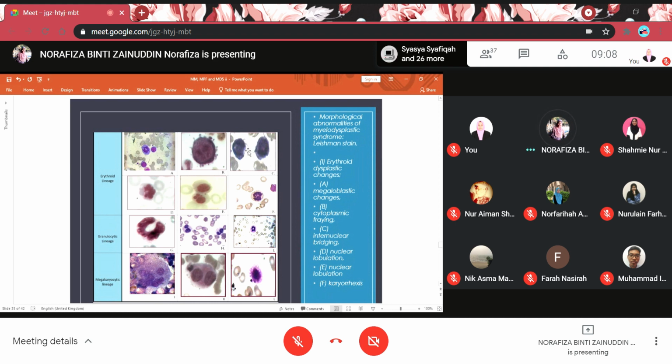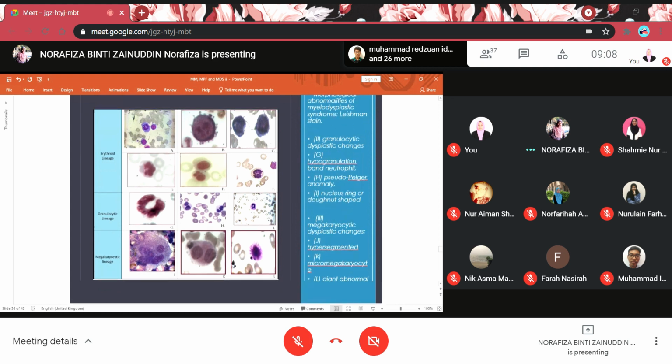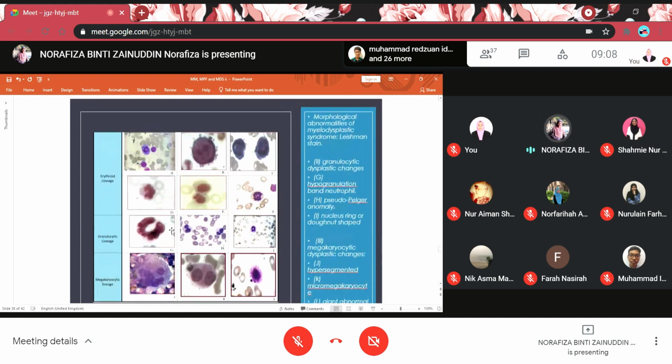Cytoplasmic fraying, internal nuclear bridging, and nuclear lobulation. This one is also nuclear lobulation. And this is the presence of karyorrhexis. Right. This one is number 2.